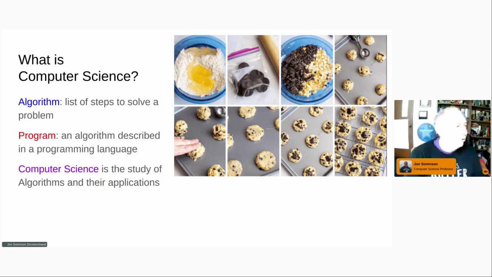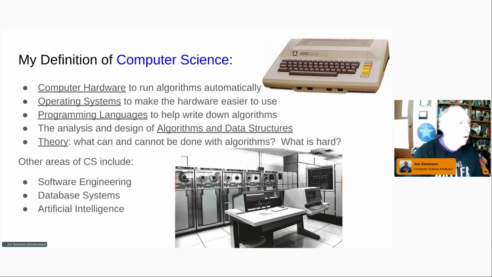So then what is computer science? It's the study of algorithms and their applications. And really the goal, of course, is to see if you can automate things, because we're all lazy and we want to figure out ways to get other things to do our work for us. So that's the goal. All right. So that's computer science. There we go. So what are different parts of computer science?